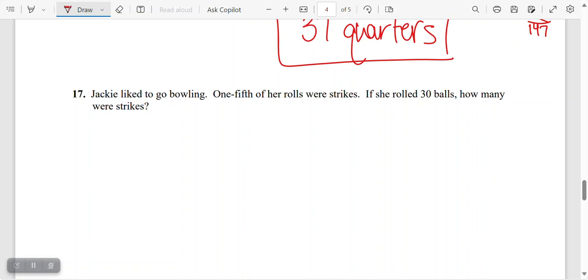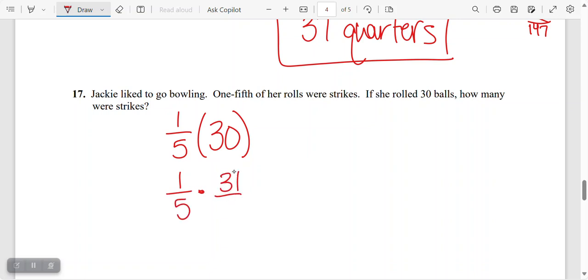Jackie liked to go bowling. 1/5 of her rolls were strikes. If she rolled 30 balls, how many were strikes? So we're going to find out how much 1/5 of 30 is. So this is multiplication. We can cross cancel here. 30 is divisible by 5 6 times. We get 6 over 1, or 6 strikes.